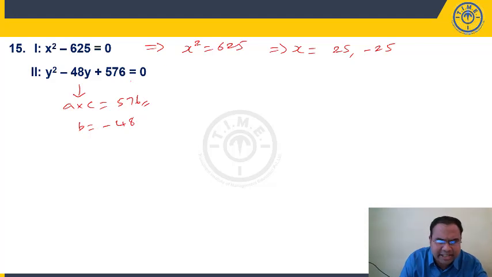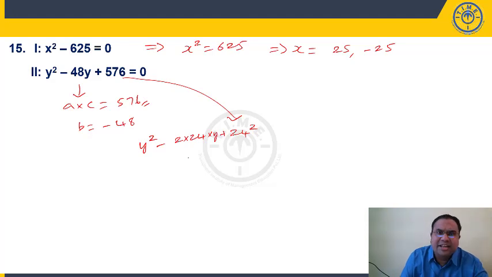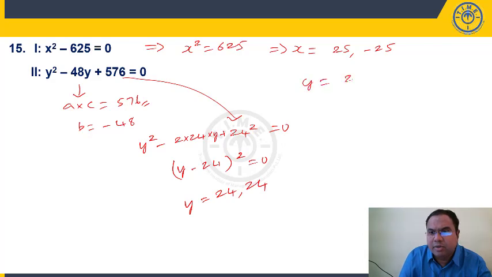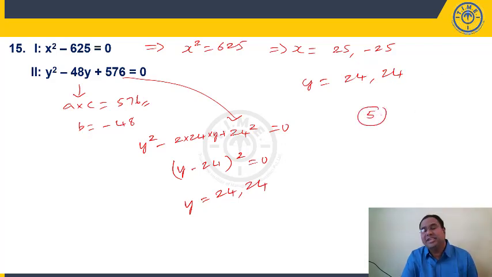Instead of getting into all those details, just observe this, students. What is 576? 24 square. Then y square minus 48y can be written as 2 into 24 into y. So is it not in the form of y minus 24 whole square? Y square plus 24 square minus 2 into 24 into y. So obviously we have 2 roots, right? 24 comma 24. 25 is greater than these 2 roots, and minus 25 is less than these 2 roots, so we cannot establish a relationship between the roots. So choice 5 should be your answer.